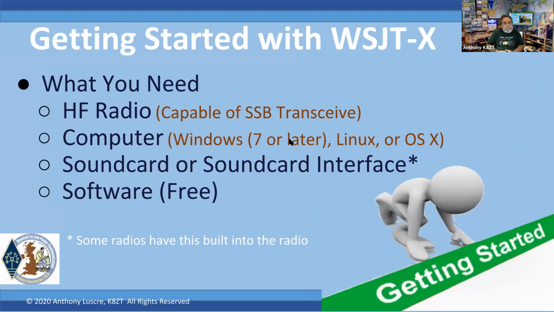So let's now talk a little bit about getting started with WSJT-X. What do you need and how do you set it up? So you need an HF radio capable of single sideband transceive. You need a computer, and it works on Windows, Linux, OS X, and because it's based on Linux, it'll also work on Raspberry Pis. You need a sound card or sound card interface, and you need some software, but all the software is free. And some of the modern radios have the interface built in, so you don't need a separate sound card interface for those.